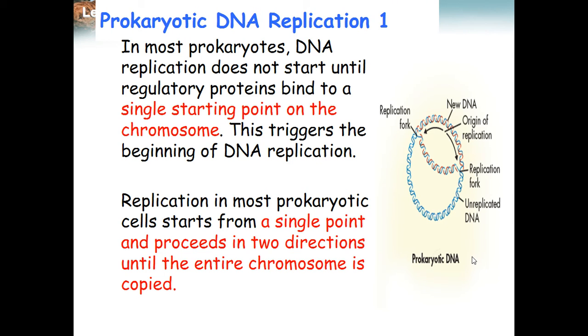In most prokaryotes, DNA replication does not start until the regulatory proteins bind to a single starting point on the chromosome. This triggers the beginning of DNA replication, and it goes in both directions around the circle until it's copied. Replication in most prokaryotic cells starts at a single point and proceeds in two directions until the entire chromosome is copied.